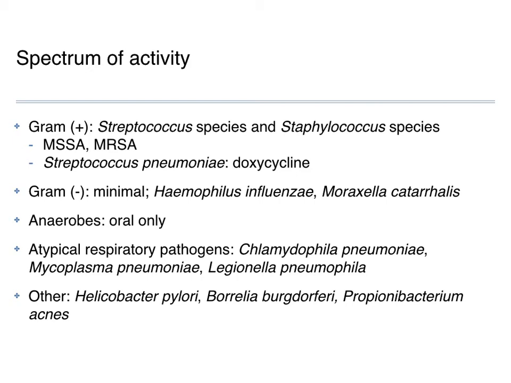Like the macrolides, fairly modest gram-negative activity. So again, you see Haemophilus influenzae and Moraxella catarrhalis. So again, two fairly easily treatable isolates that happen to cause a variety of respiratory tract infections. Oral anaerobes only. Like the macrolides, these drugs also cover those atypicals, which again lends to their use in things like pneumonia and other respiratory tract infections.